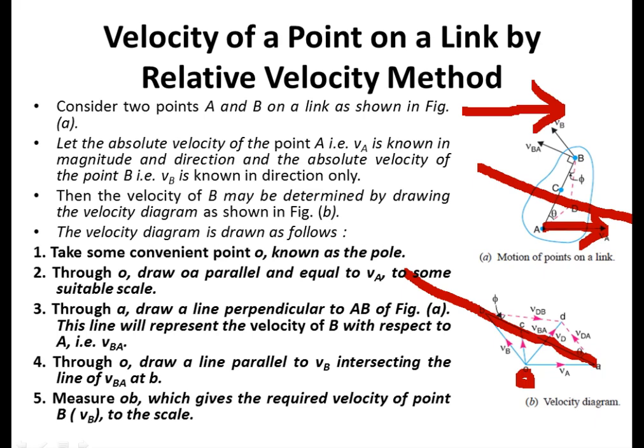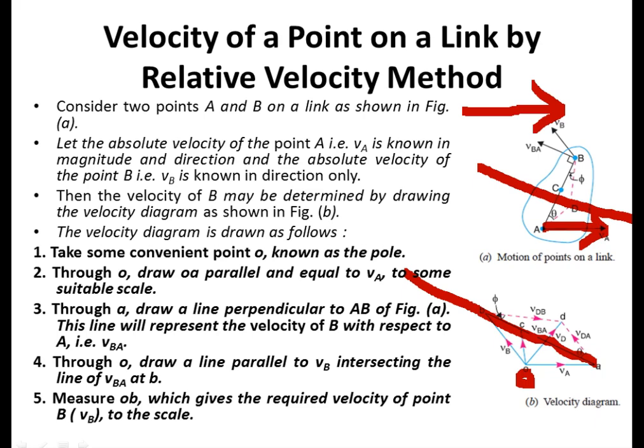Okay, then through point O, from the origin, draw a line parallel to VB, intersecting the line of VBA at point B. So from here you can see, you already know this. Just draw a line parallel here, and you can see you get the point B.